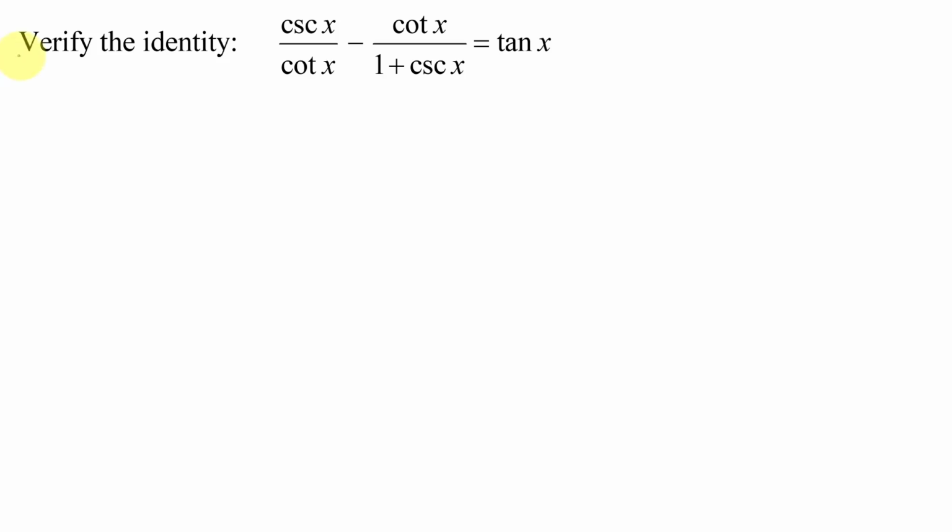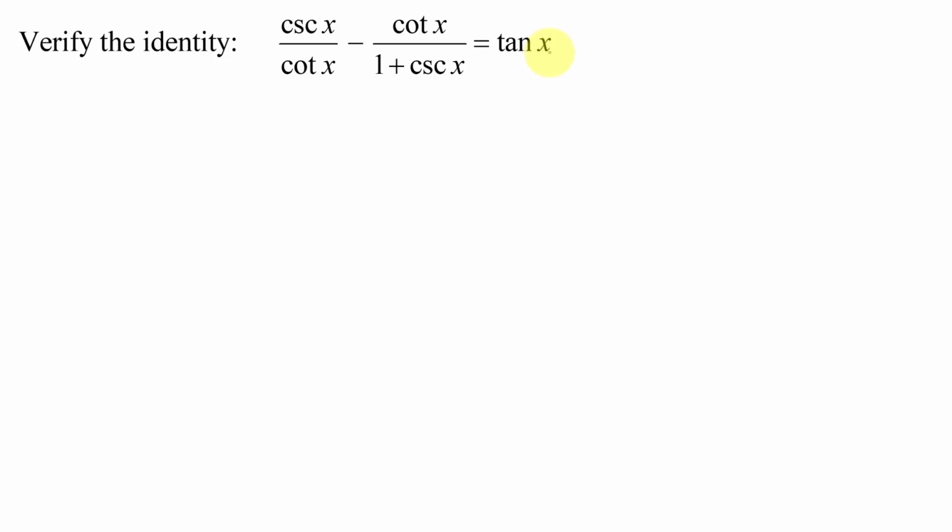In this example, I need to verify the identity: the cosecant of x divided by the cotangent of x, minus the cotangent of x divided by the quantity 1 plus the cosecant of x, equals the tangent of x. Remember, in identities, we want to work on one side and show it equals the other.